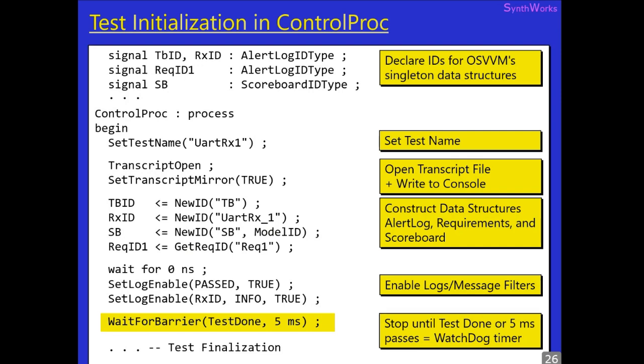And then we're waiting for the test to finish. Okay, so wait for barrier test done, but we also add a timeout in here. This is basically a watchdog on your entire test. So if your test doesn't finish in 5 milliseconds, it says time to wrap it up. That's nice because if you're running a regression overnight and you've queued up 100 different tests to run, and one of them hangs, it doesn't tie up your simulator all night. Okay, it completes, wraps up, and the other ones get to run.